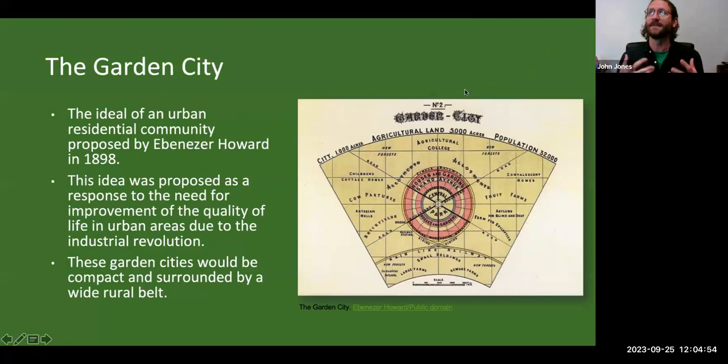Food systems, and planning for food systems in the planning profession, has an odd history. At the very beginning of the planning profession, there was a thought that maybe planners needed to be involved in food systems planning, and then that kind of fell away for most of the 20th century.